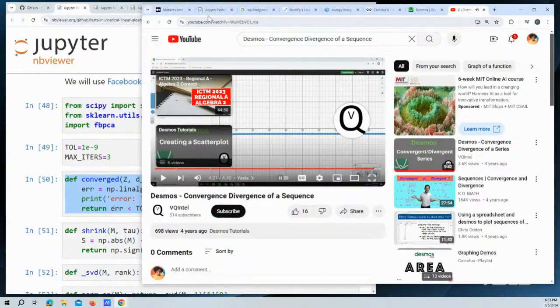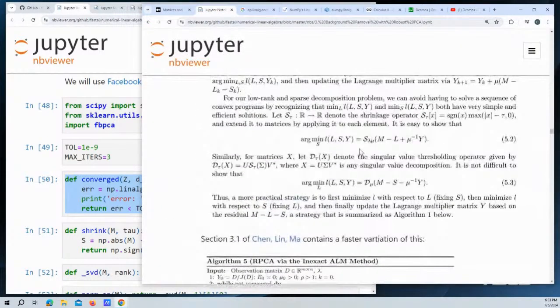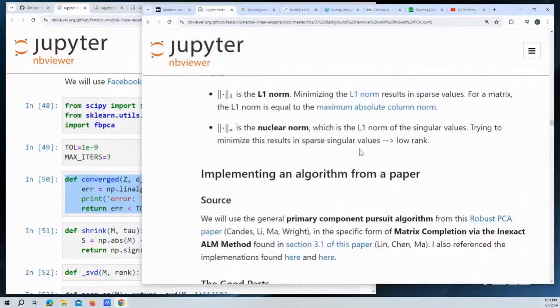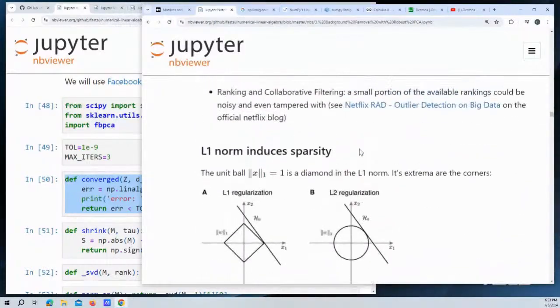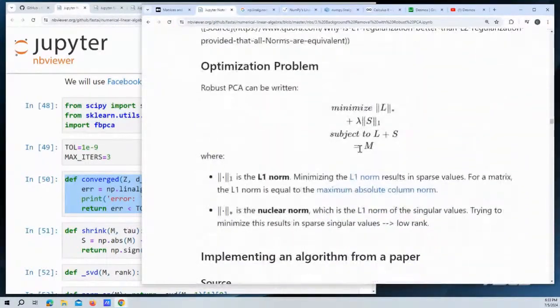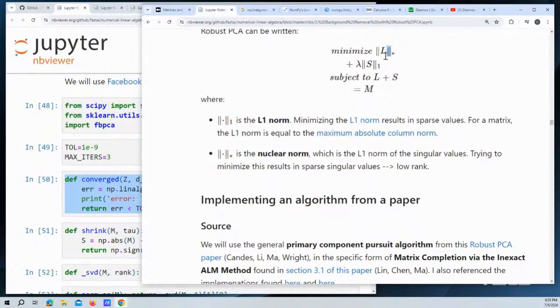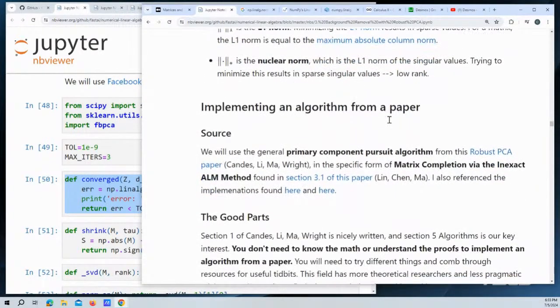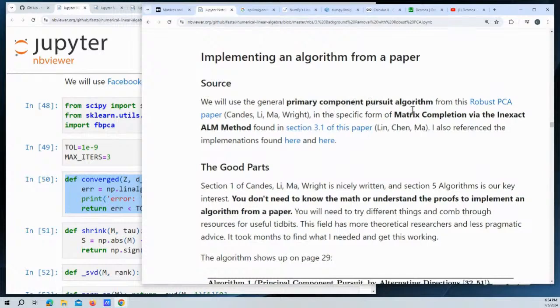Okay, so now let's go back to the notebook. Let's scroll up some and look at the optimization problem. So we're dealing with, I believe, a series. Not a series, a sequence. Oh, goodness. And they're specifically trying to do that algorithm from this paper.